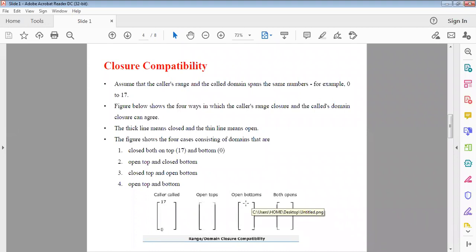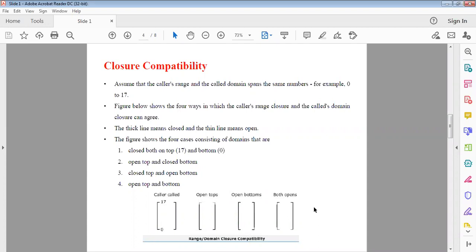The top one is closed, whereas the bottom one is open. That means thin lines, both open, both top and bottom are thin lines. When you are representing this particular representation, these are closure compatibility.